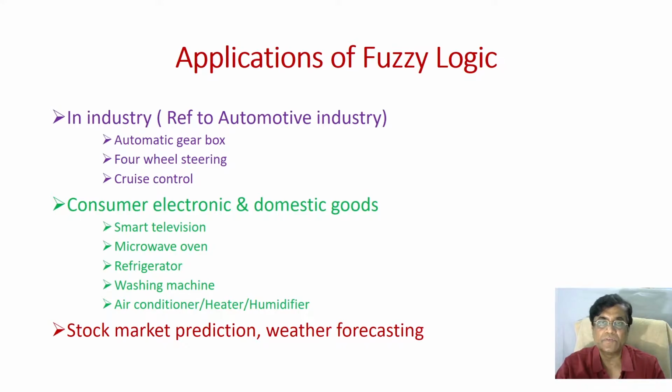You have four-wheel drive, especially when it is snowing, so that your car will not slip, you need to have control. Four-wheel drive control is there. Then cruise control. Cruise control is another modern feature of any automobile. Say you are riding a car comfortably at 60 miles per hour, and you press the cruise control button. It will try to maintain the same speed.